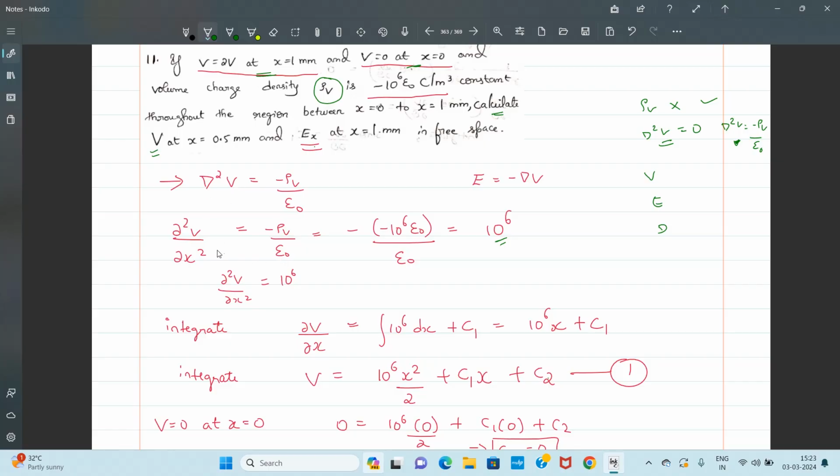Okay. So del square v actually has three parts in Cartesian. One is with respect to x, y and z. But since y, z is not given here, it is not required. Only the x component is taken. So now this is the equation I have.